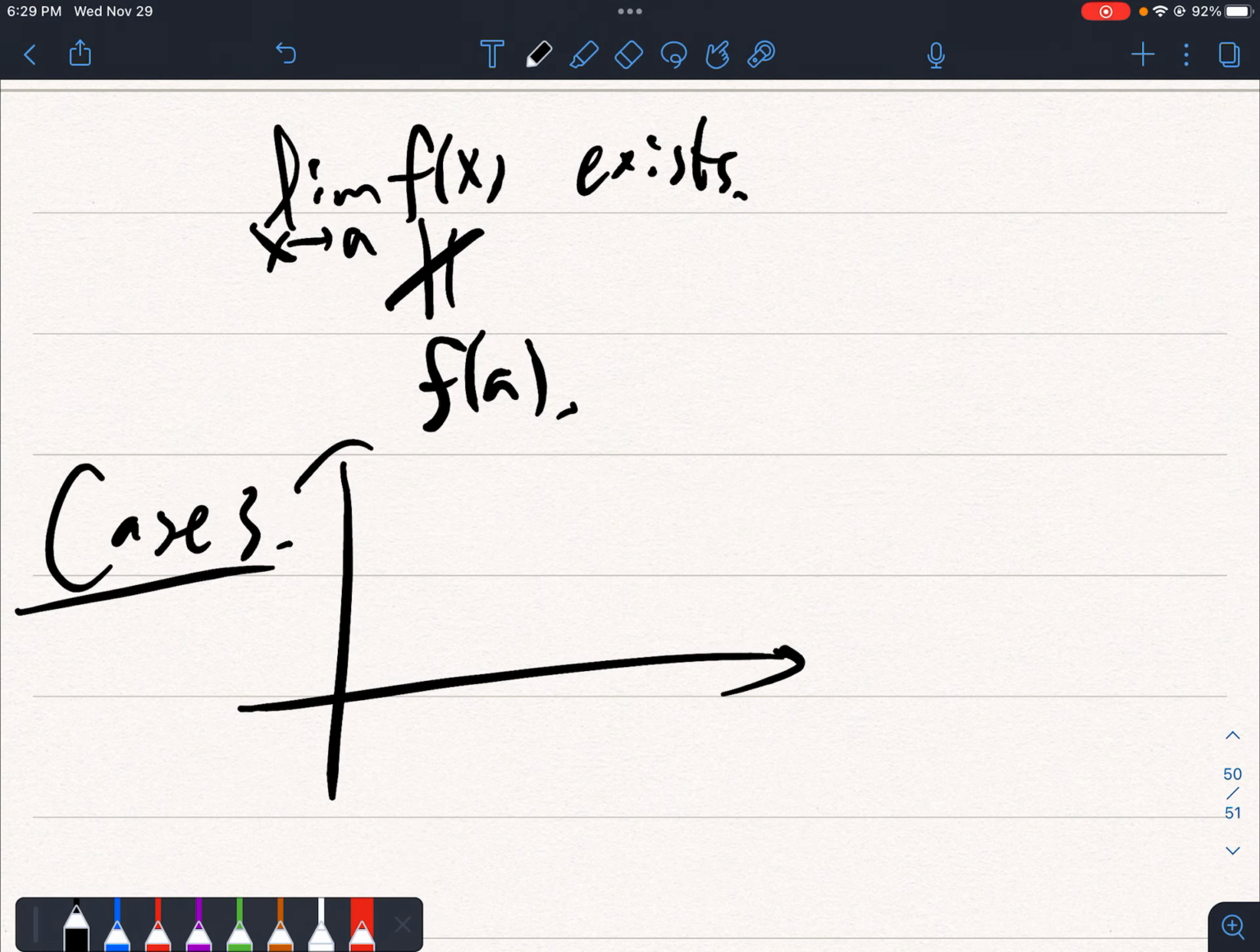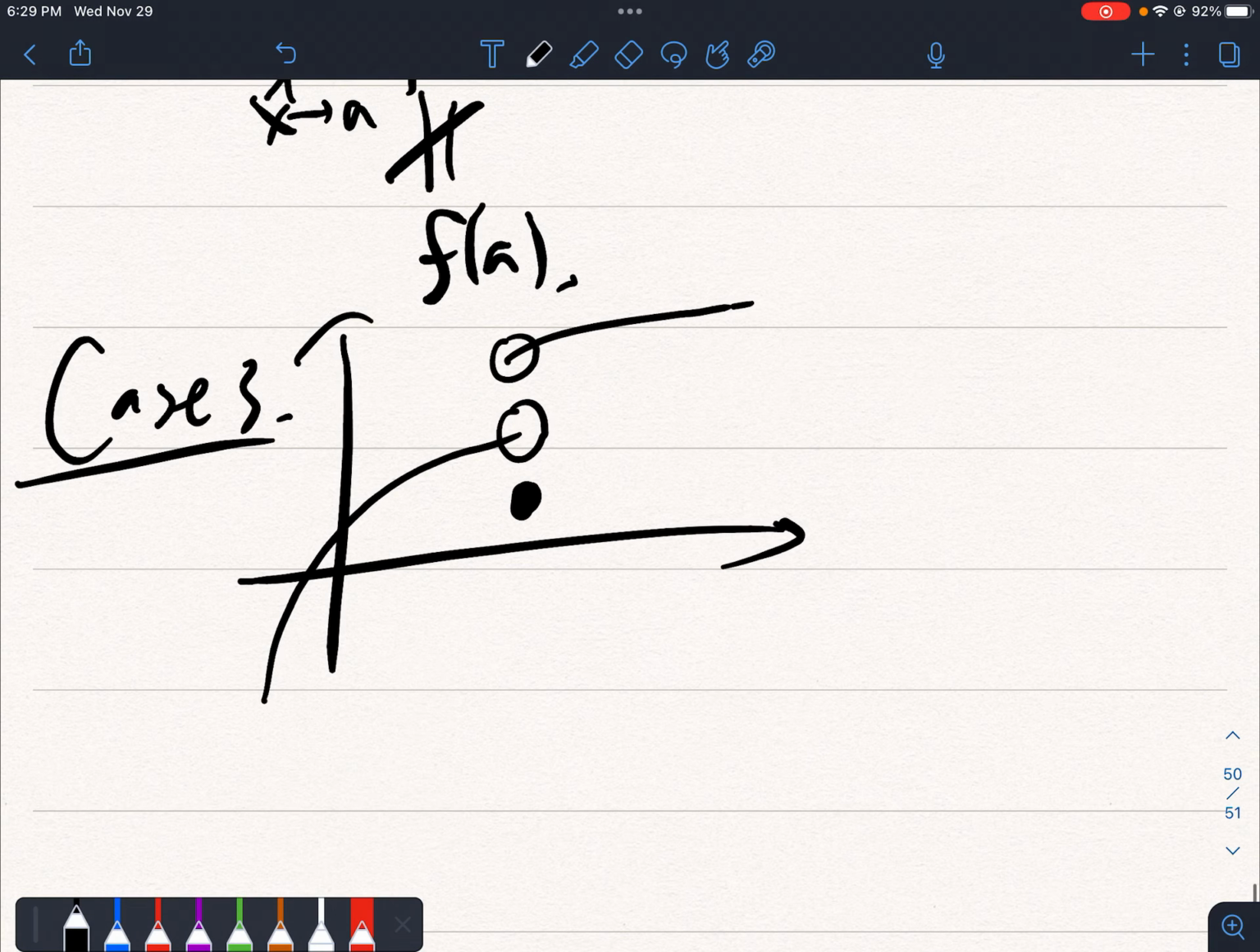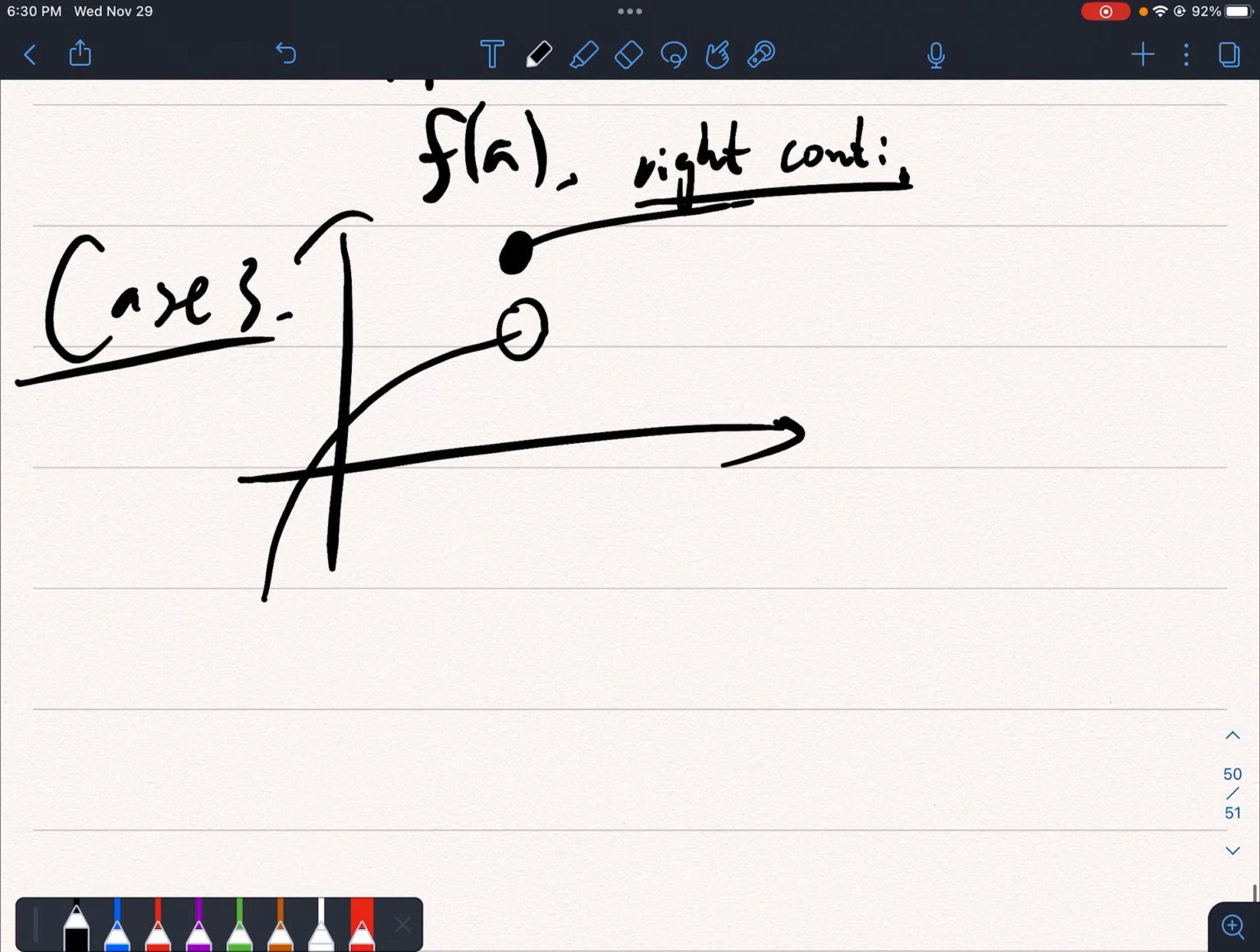Okay, so case 3, this is when both one-sided limits exist and the value exists, but not all of them are equal. So things like this. Or for example, it is right continuous in the sense that the right limit is equal to the value. So this is right continuous, but not left continuous because the value is not equal to the left limit. Okay, so this is only right continuous but not left continuous.